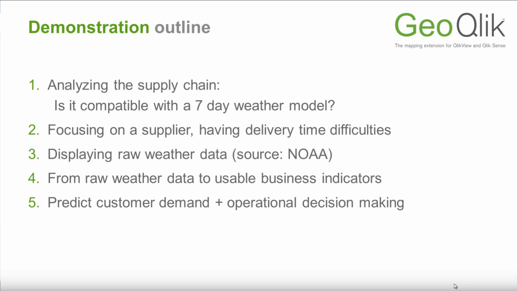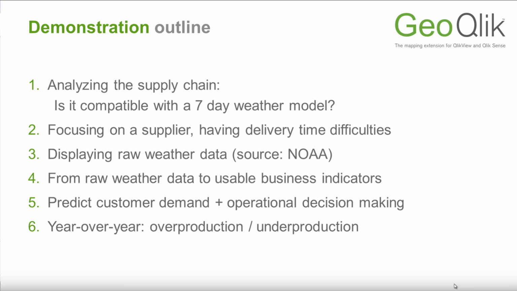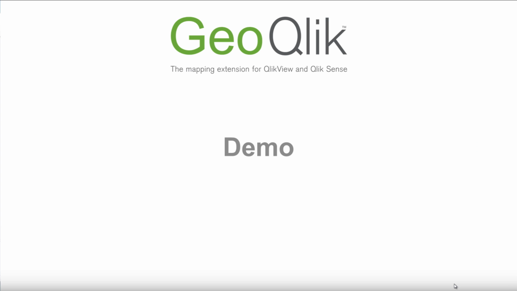We'll then continue with applying the weather model on our supply chain in order to better determine customer demand and apply it on the volumes we produce. And we'll finish with a global yearly summary of the savings obtained in 2016. As you can see, the one thing all these topics have in common is the spatial dimension that we're going to master using GeoQlik. I'm now going to switch to my Qlik Sense app.